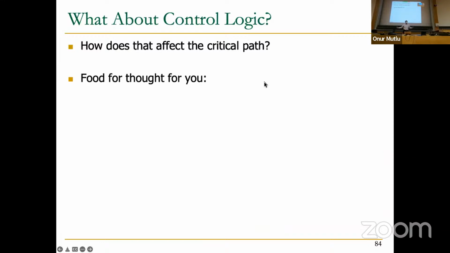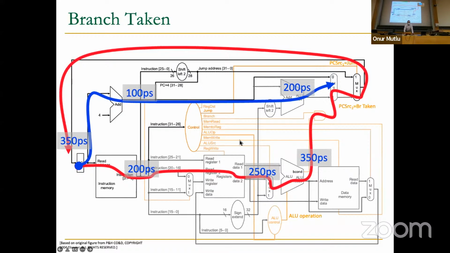If some of the control signals take too long to generate, that could be part of the critical path. In fact, if you look at the branch taken instruction, its critical path goes from this branch conditional control signal that controls this multiplexer's select input. The multiplexer's data input is not on the critical path. You can see that it's just generated quickly. The data input is PC plus 4 plus the shifted sign-extended immediate.